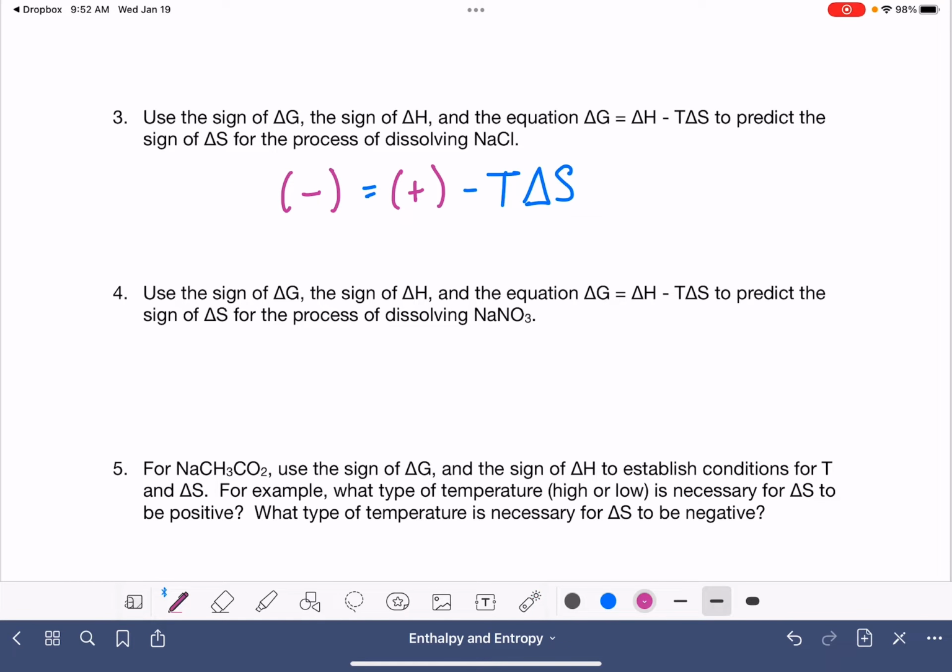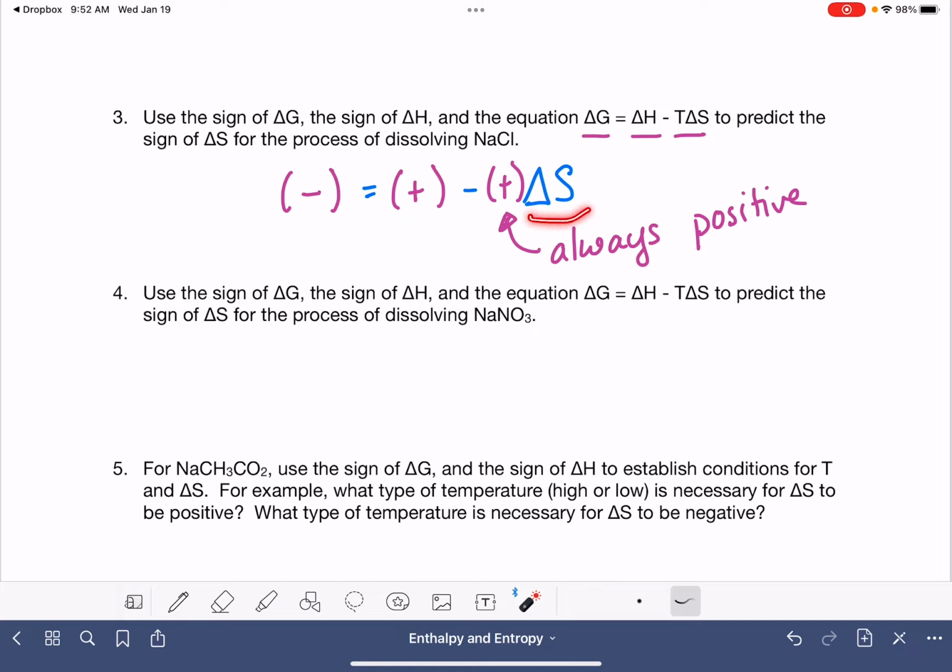Keep in mind that in this equation, delta G equals delta H minus T delta S, the temperature is going to be in units of Kelvin. So that means that the temperature is always going to be positive all of the time. So you could even fill that in if you wanted. The temperature is always going to be positive. So what does the sign of delta S need to be? Is it a negative number? Is it a positive number?